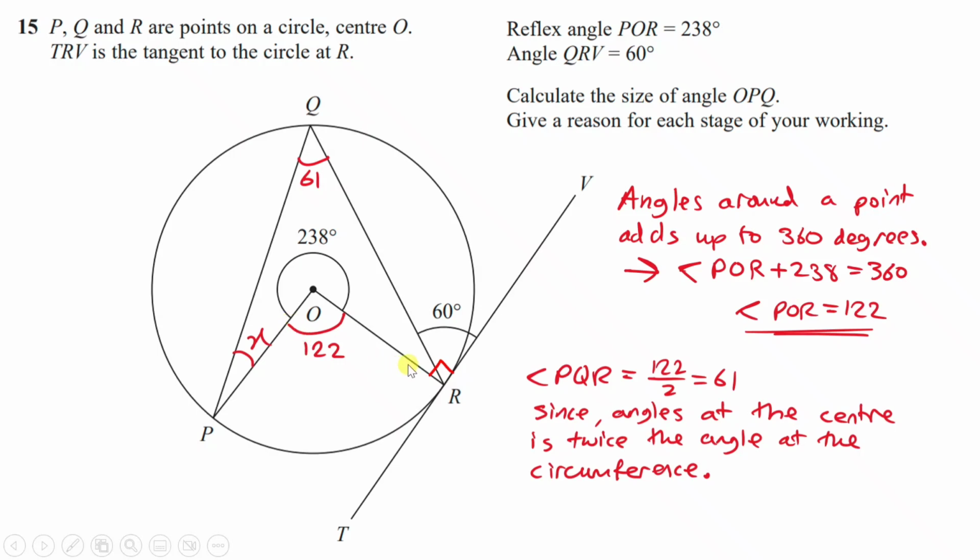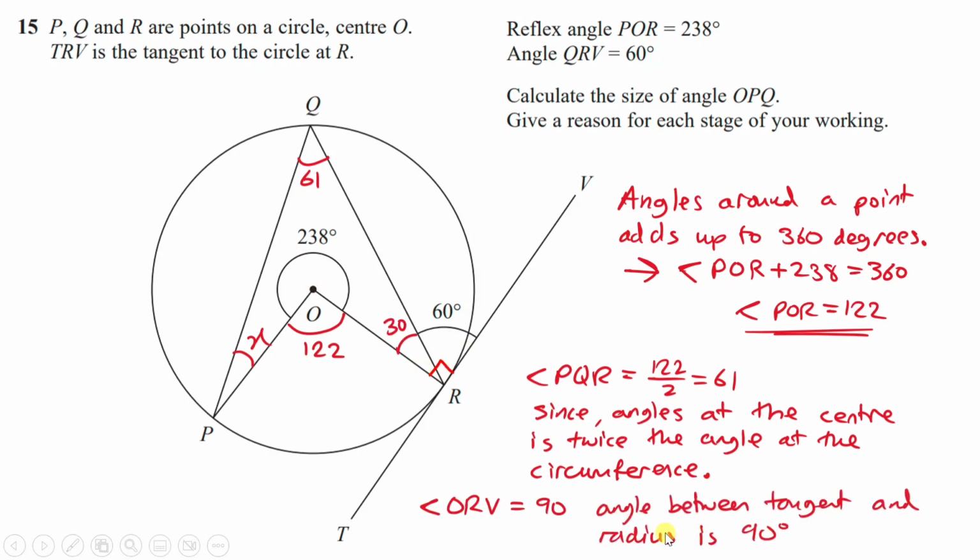Now, one more part, which we saw earlier, is the tangent line. We know that the tangent makes 90 degrees. It's perpendicular to the radius. And the reason behind it is that the angle between a tangent and radius is 90 degrees. So therefore, if ORV is 90 degrees, that means ORQ is 30 degrees. And now we have pretty much everything we need.